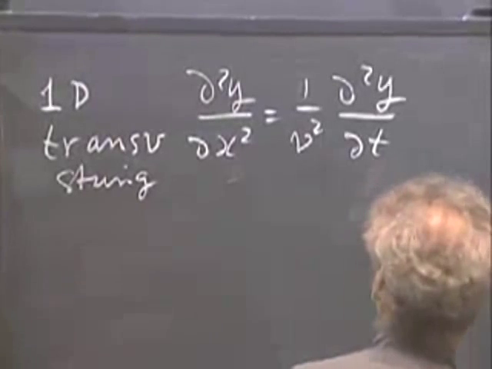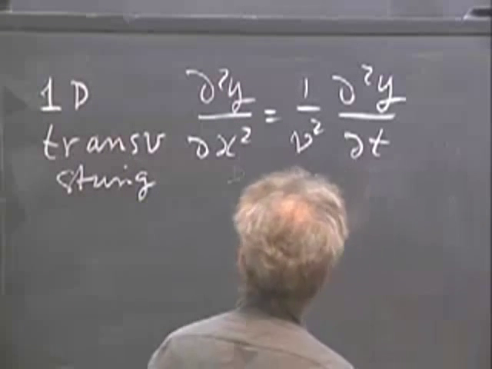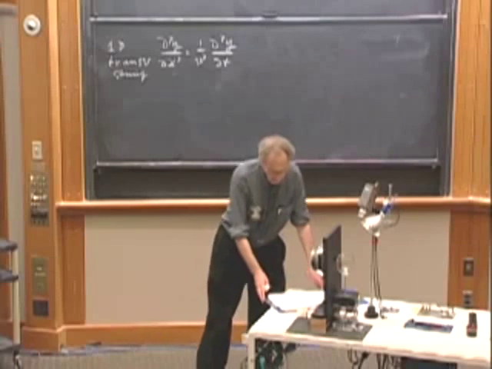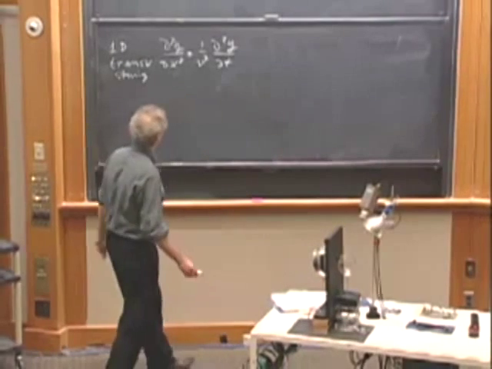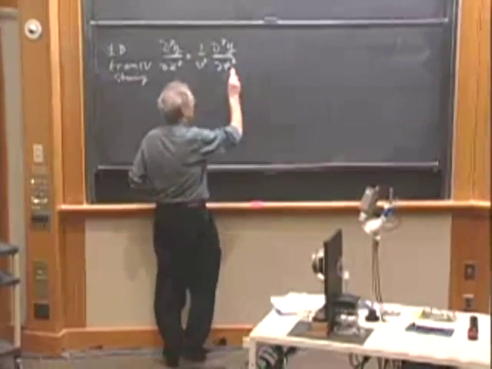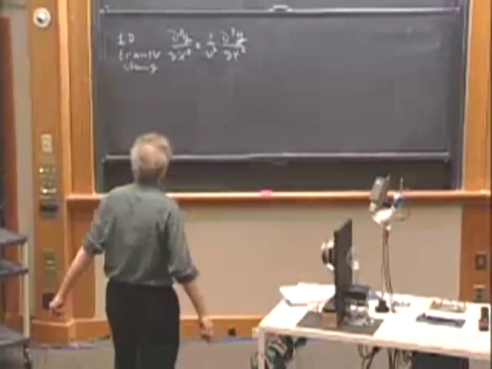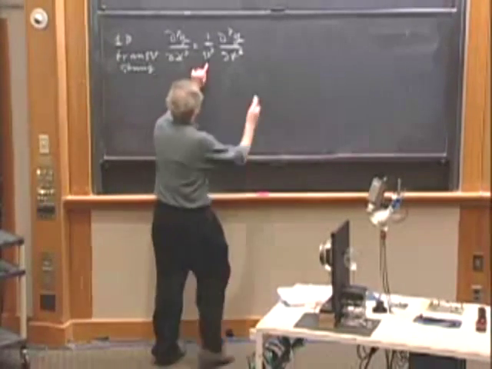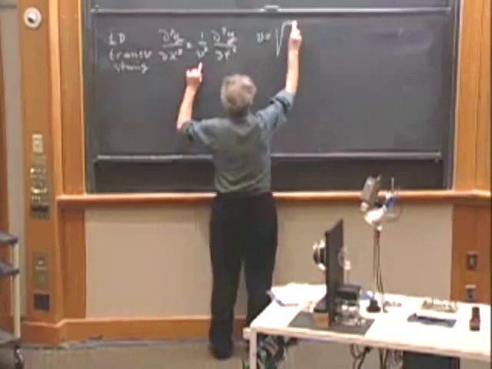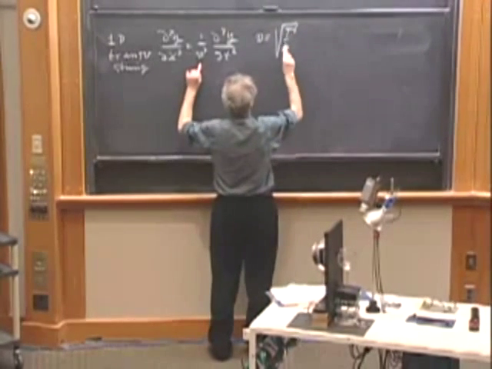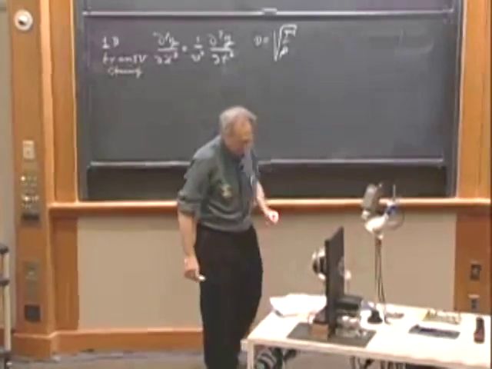And, yeah, that is fine. It's amazing how you can look at it and think that it's fine, and it is not. All right. So v in the case of a string is the square root of T over mu. That was just a special case for the string.